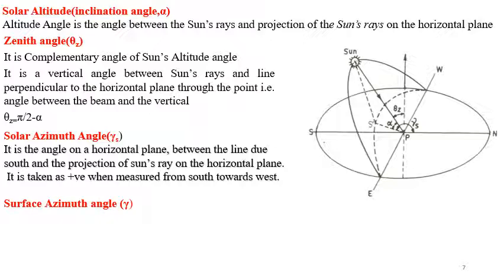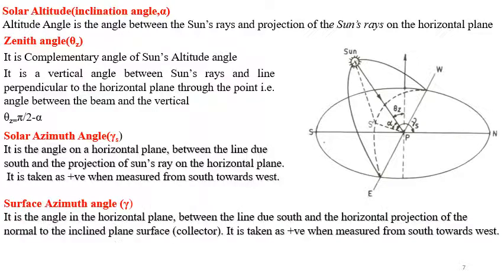Then the surface azimuth angle gamma is the angle of deviation of the normal to the surface from the local meridian, with the zero point being south, east positive or west negative. So it is the angle in the horizontal plane between due south and the horizontal projection of the normal to the inclined plane surface or collector. It is taken as positive when measured from the south towards the west.